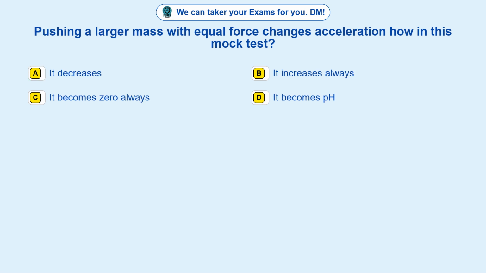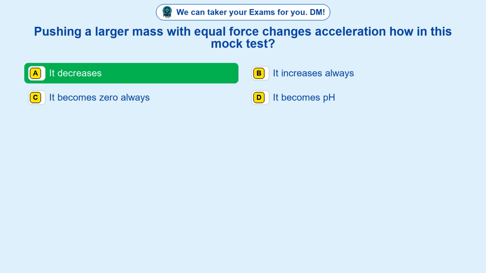Question 58. Pushing a larger mass with equal force changes acceleration how in this mock test? Option A, it decreases. Option B, it increases always. Option C, it becomes zero always. Option D, it becomes pH. The correct answer is option A, it decreases.